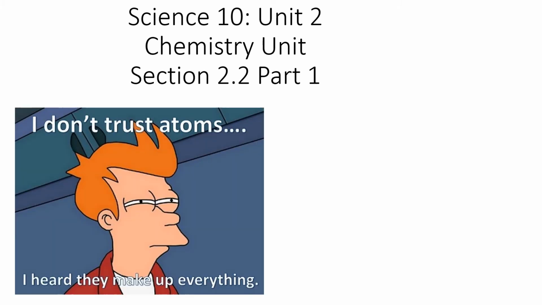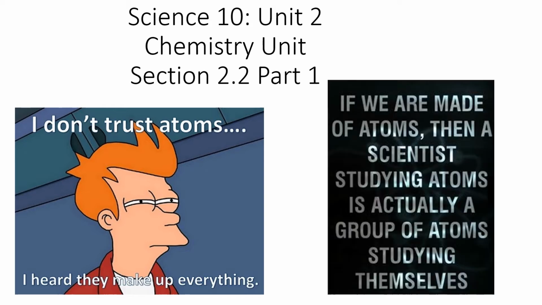Okay, we are officially starting the chemistry unit. So all the biology units start with section 1 point whatever. Chemistry, we're ignoring 2.1 because it's just safety. We've already done that, so we're starting with 2.2. Part 1, there's going to be 6 of these.